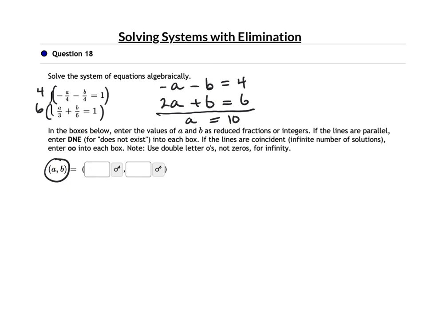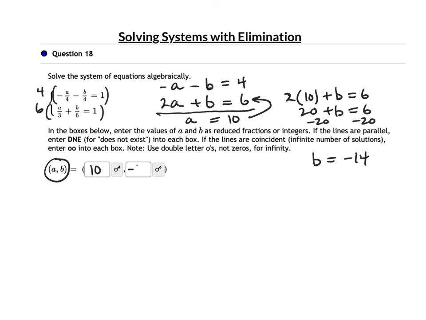Now I'm going to take that and plug it back in one of the equations. How about this one? 2 times 10 plus b equals 6. 20 plus b equals 6. Subtract 20 from both sides, and b will equal negative 14. So that's it. In alphabetical order then, our ordered pair is 10, comma, negative 14.